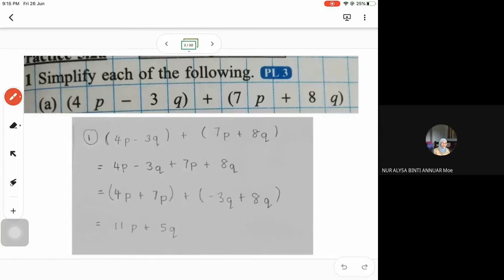Question number 2, siapa dia? Nadira Akmal. Okay, silakan Nadira. First, remove the parentheses. Next, collect like term P with P, Q with Q. Then 4P plus 7P plus negative 3Q plus 8Q equals to 11P plus 5Q. Okay, very good. Remove the parentheses or take off the brackets. And then group the like terms. Collect the like terms, put them together, atau rearrange, alright? Then just simplify them. Okay, good.